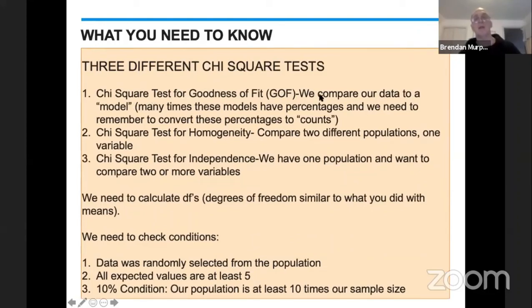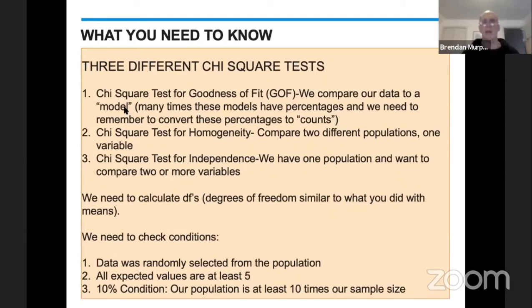Chi-square test for goodness of fit. We compare our data to, I call it, a predetermined model. Many times these models have percentages, and we need to remember to convert these percentages to counts. Think M&Ms or Smarties or something like that. I think Luke may have done that the other day.